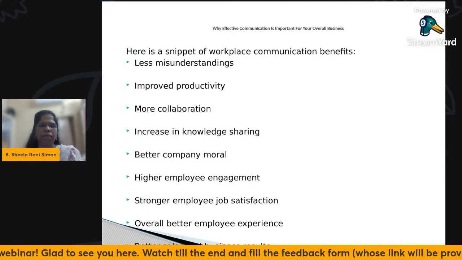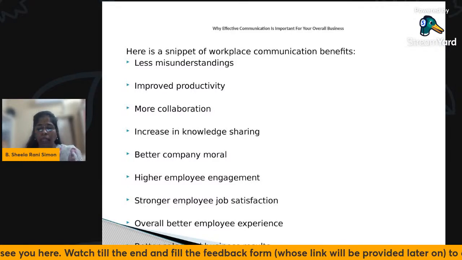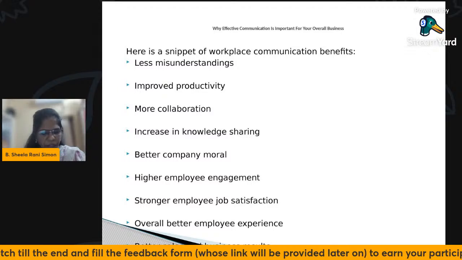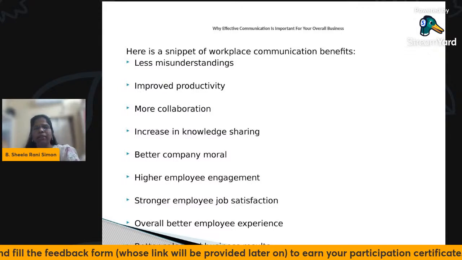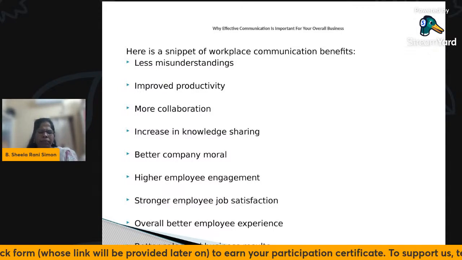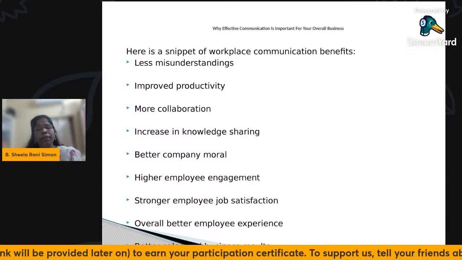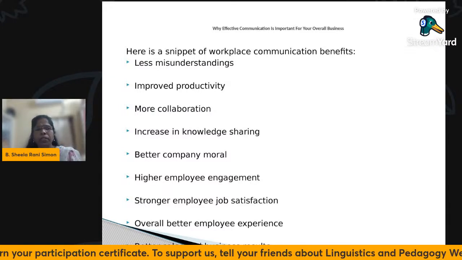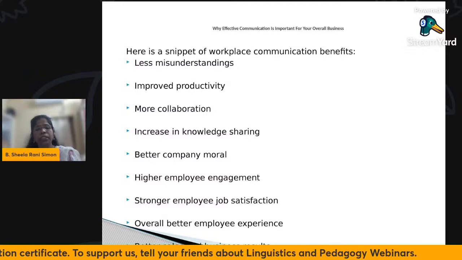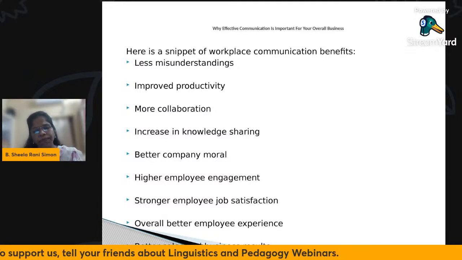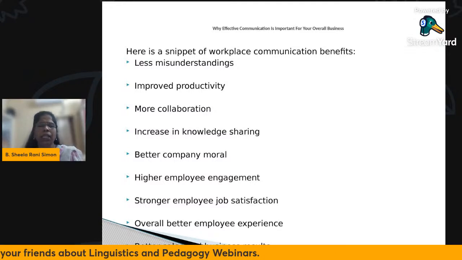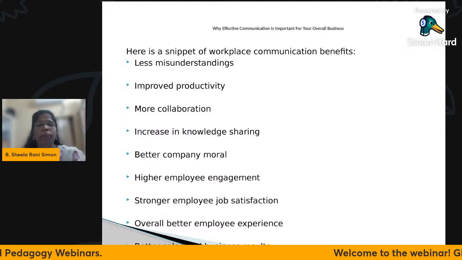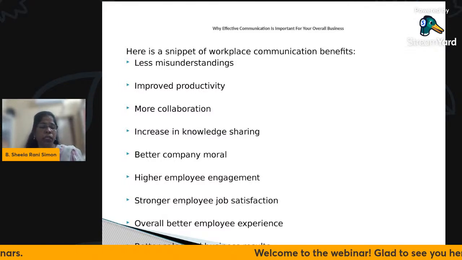It'll lessen misunderstandings. It'll improve productivity. If I can go back to the slide where I said in the very beginning, the 25% of a person's productivity increases if you have effective communication. So that's where I'm saying the benefits of effective communication at the workplace is to improve productivity. It is also to collaborate more.